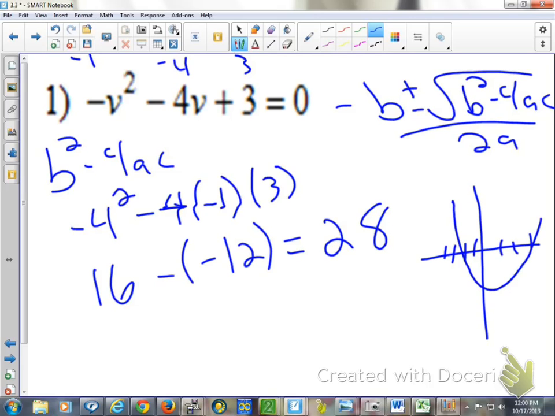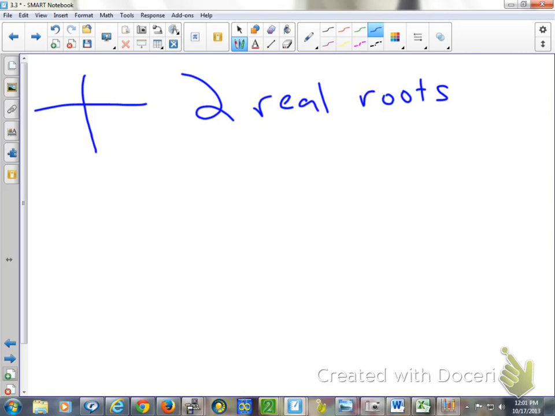So, if it's positive, let me make a new slide real quick. You kind of need to write this down about discriminants. If your discriminant is positive, regardless of what number it is, it could be 1 billion, it could be 1/2, whatever. If it's positive, that means you're going to have 2 real roots. I think it also says rational roots on your test tomorrow, same difference.